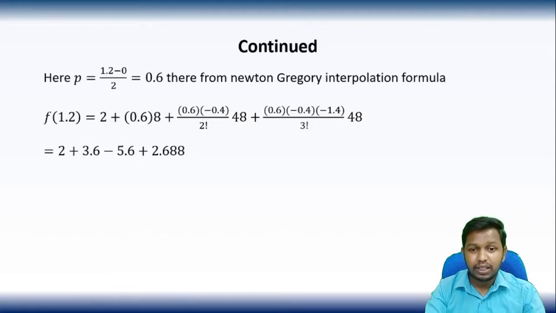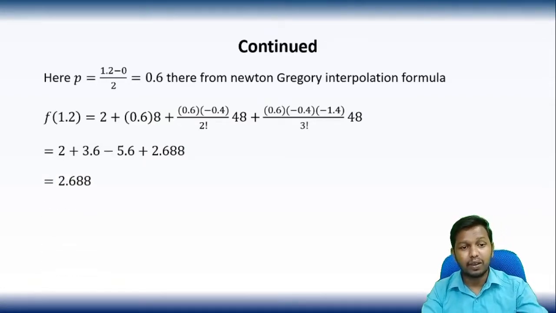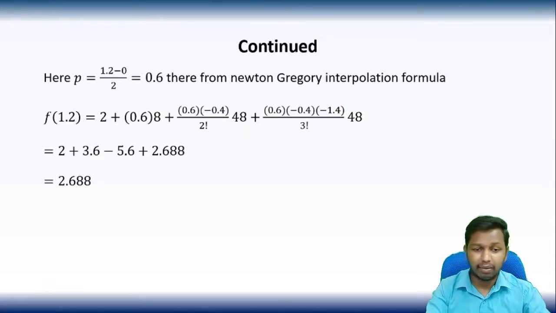On evaluating each term we get 2 plus 3.6 minus 5.6 plus 2.688. Sum these values, we finally get the functional value f of 1.2 as 2.688.